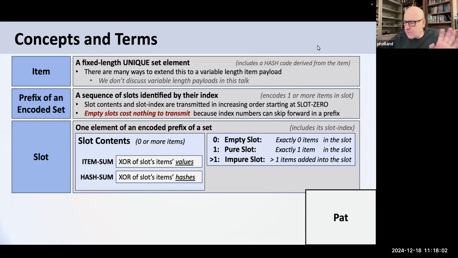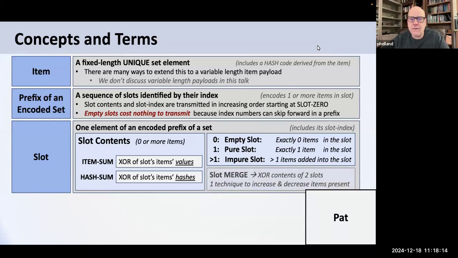There are 3 interesting cases for a slot. Nothing's in it, no items, it's an empty slot. Exactly 1 item is referred to as a pure slot. More than 1, it's an impure slot, and we'll be able to tell that difference. When you merge 2 slots, you're XORing the contents together, and it can actually increase or decrease the items in the slots, and we'll explain how that works.